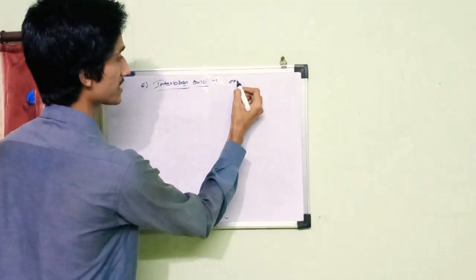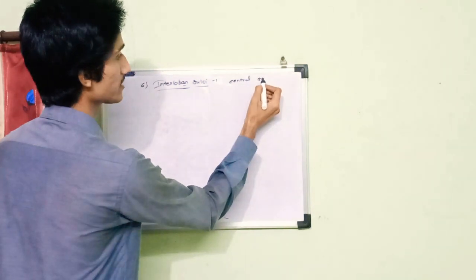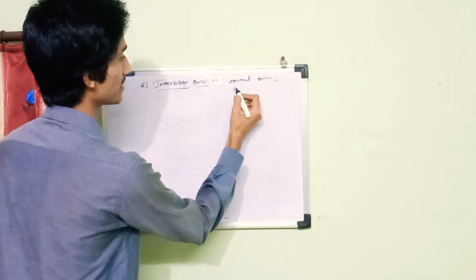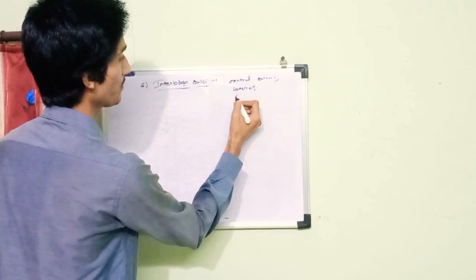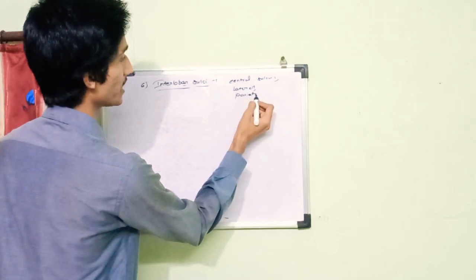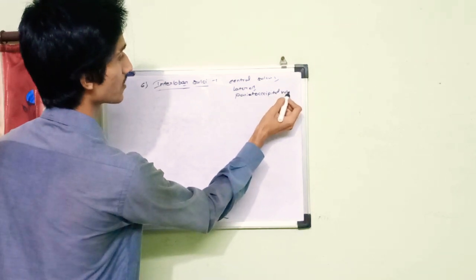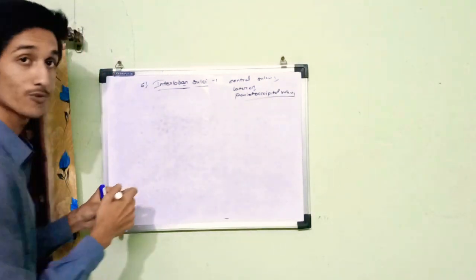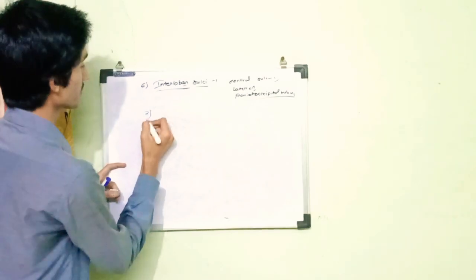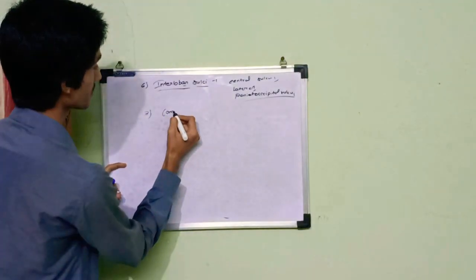The examples are central sulcus, lateral sulcus, and parieto-occipital sulcus. There is one more sulcus, I forgot about that, sorry. That is complete sulcus.